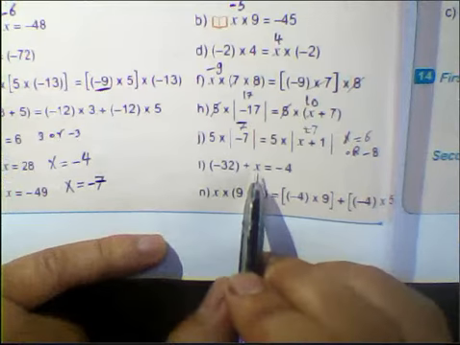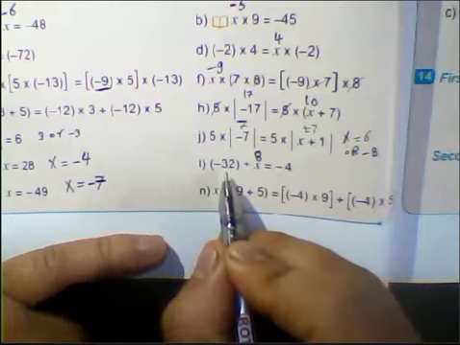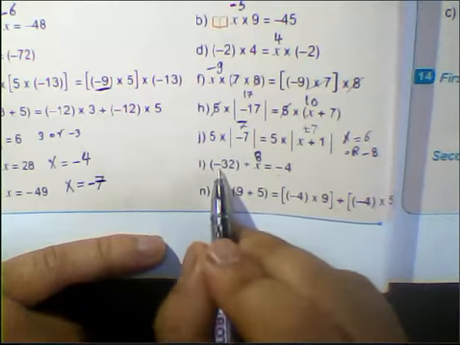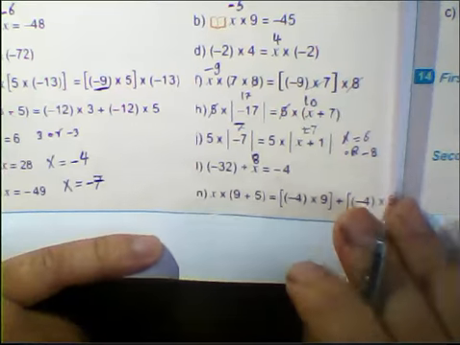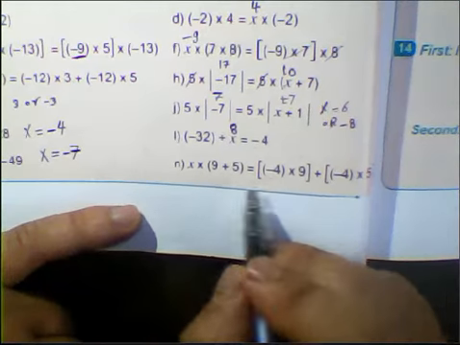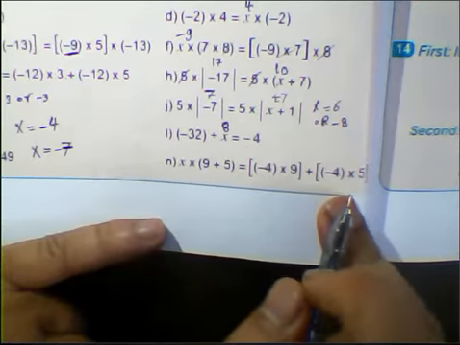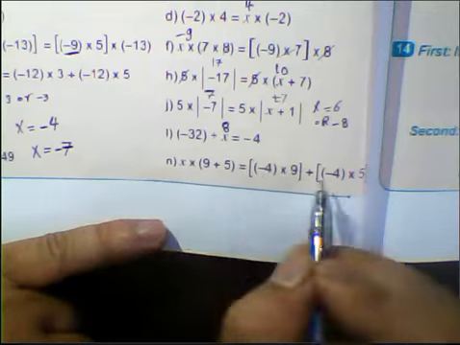Negative 32 divided by x equals negative 4, so x will be 8, because 32 divided by 8 equals 4 and negative divided by positive equals negative. x multiplied by 9 plus 5 equals negative 4 multiplied by 9 plus negative 4 multiplied by 5, using distributive property. So x will be negative 4.